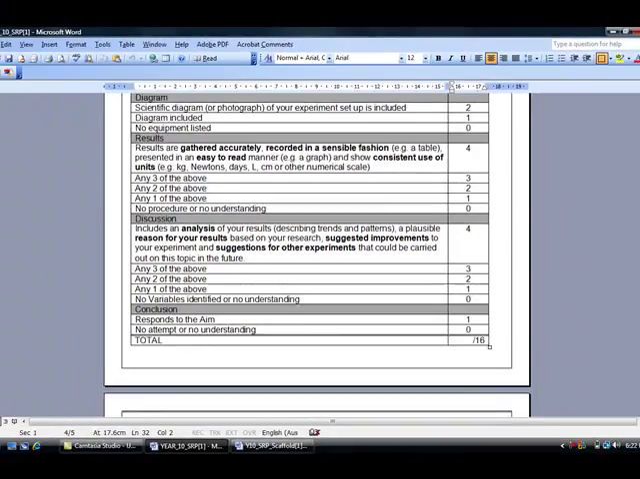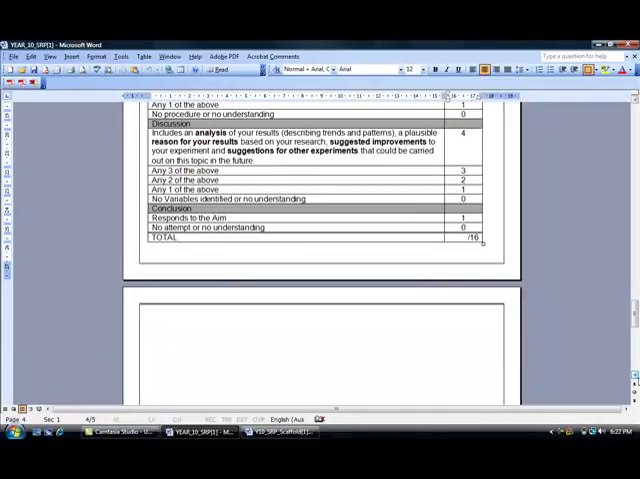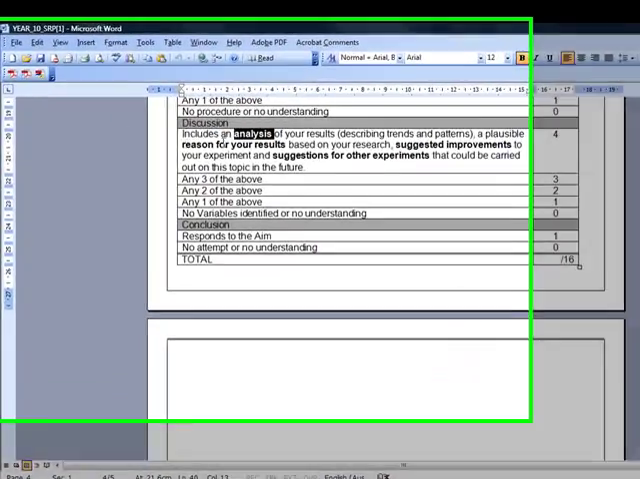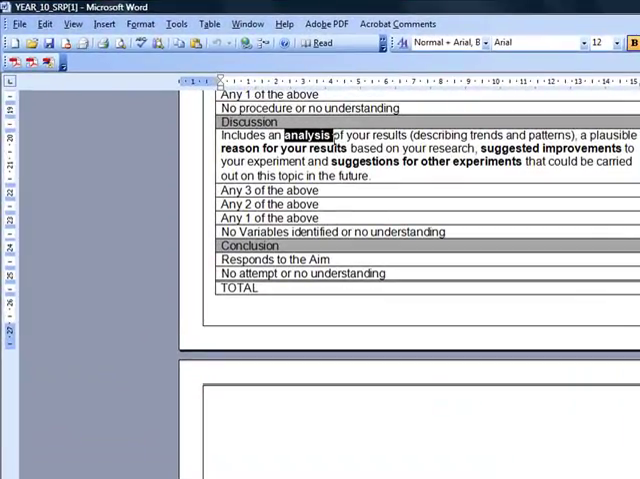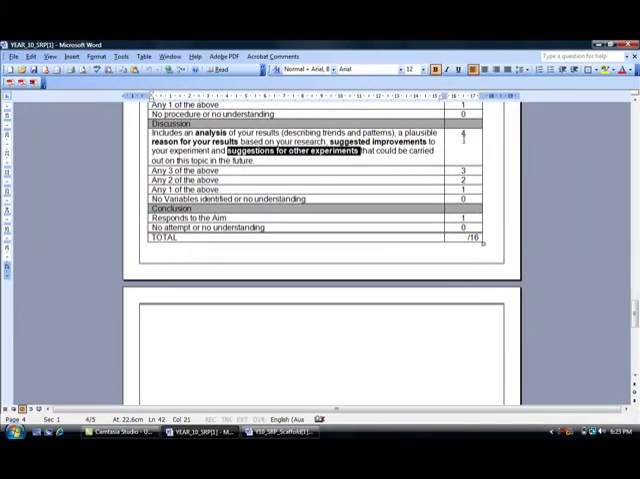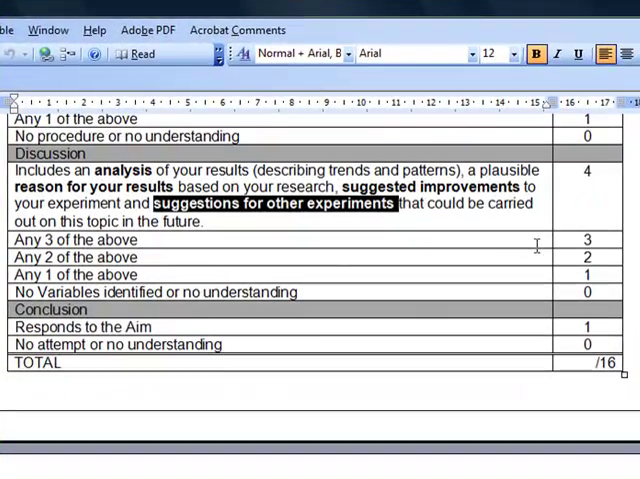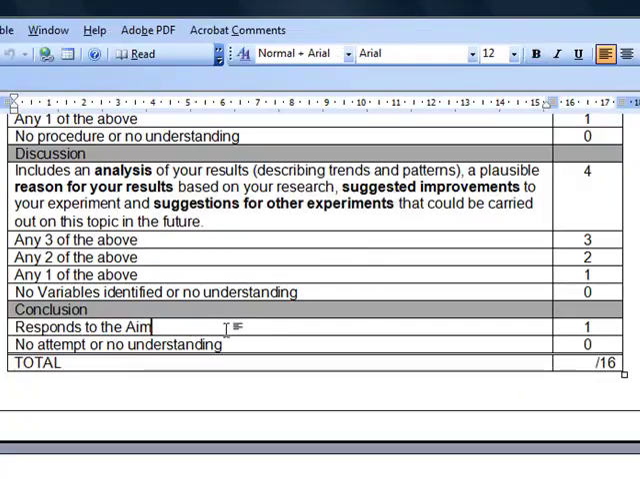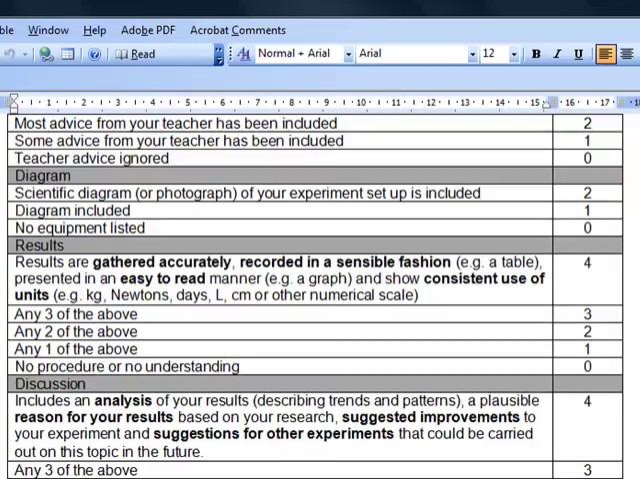Moving on down now to the discussion. Okay, have you analysed your results, including trends and patterns and any relationships there? The reason for your results, suggested improvements, and suggested other experiments that could be done. There's 4 things there. You'll notice again 4 marks, and 3 for 3, 2 for 2, etc. And finally the conclusion. Does it respond to the aim successfully? And out of 16 marks there. And remember that the first part was out of 23, so it's 39 marks in total.